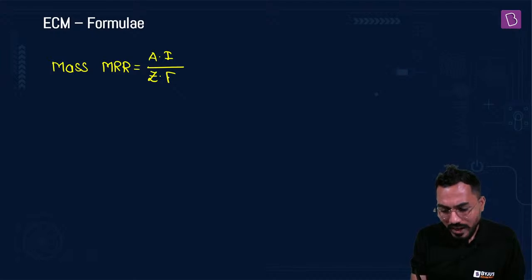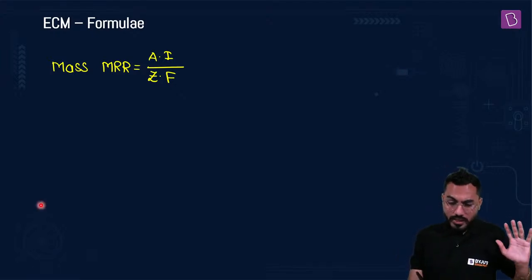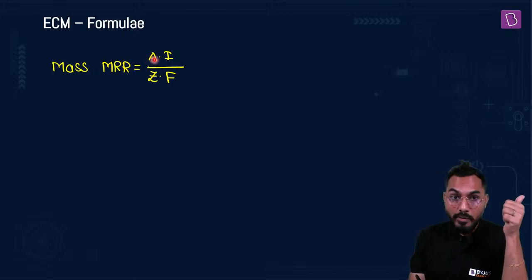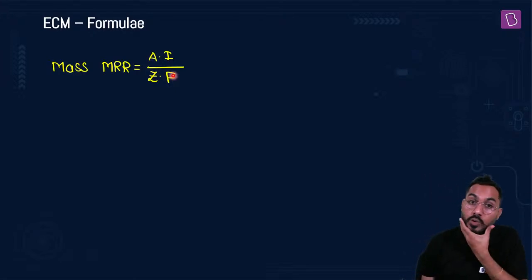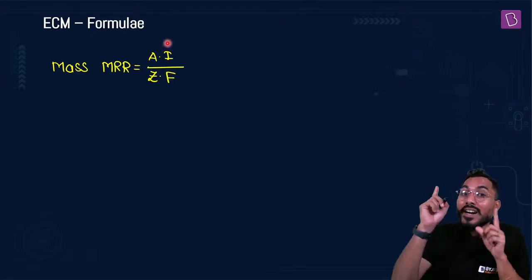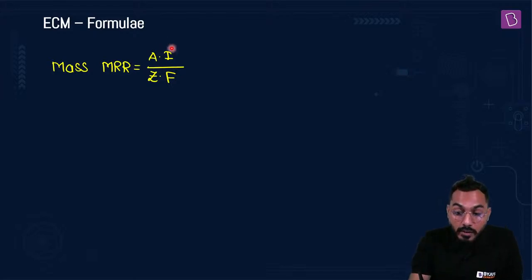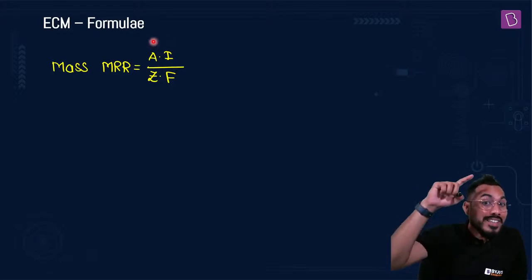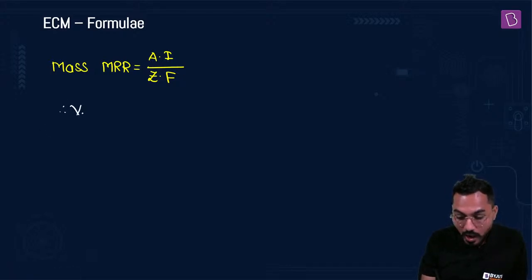So do you think that the examiners are that generous, that they'll give the A value, that is the gram atomic weight, and the current and the valency and Faraday's constant, and ask the students to calculate MRR in gram per second? No. Instead of giving the current, listen carefully, here is where the number of questions come. Instead of giving the current, the rest of the values are deliberately given. So what is given? Instead of the current, the applied or supplied voltage is given.